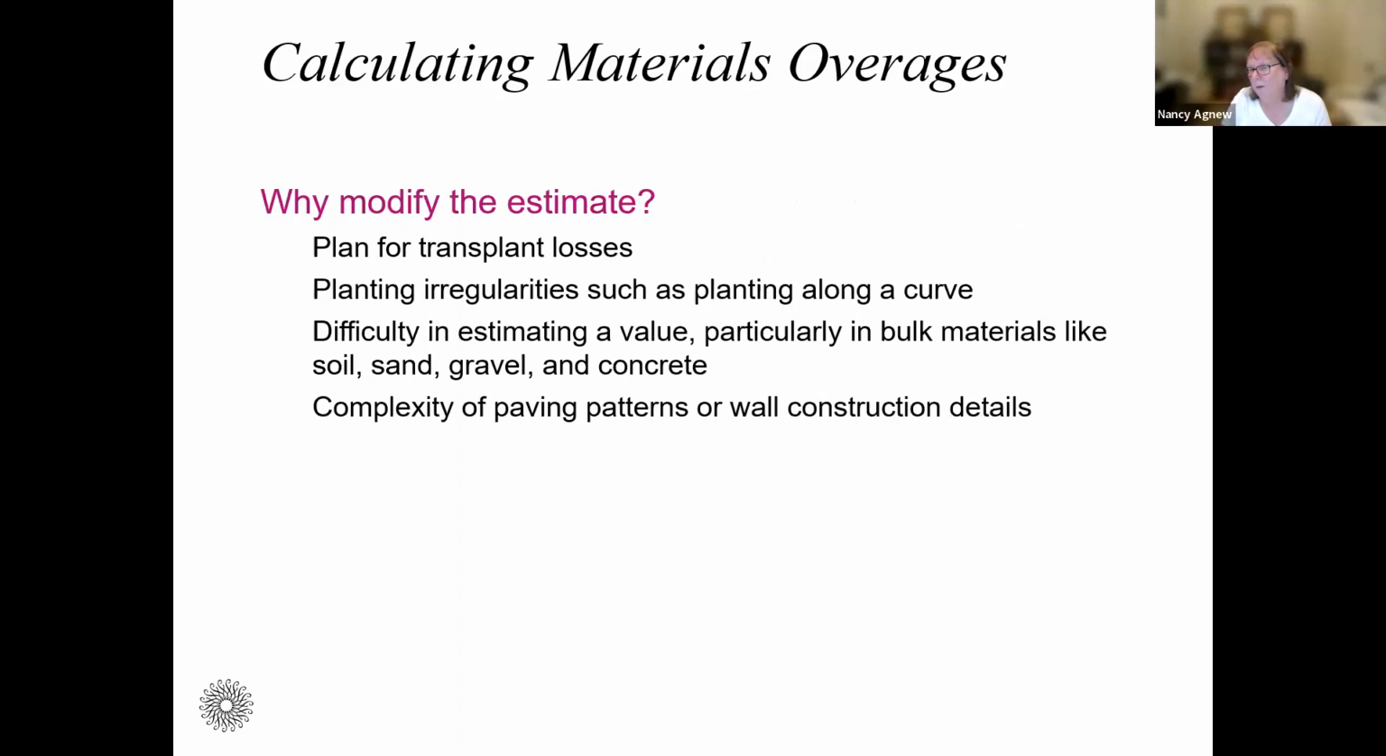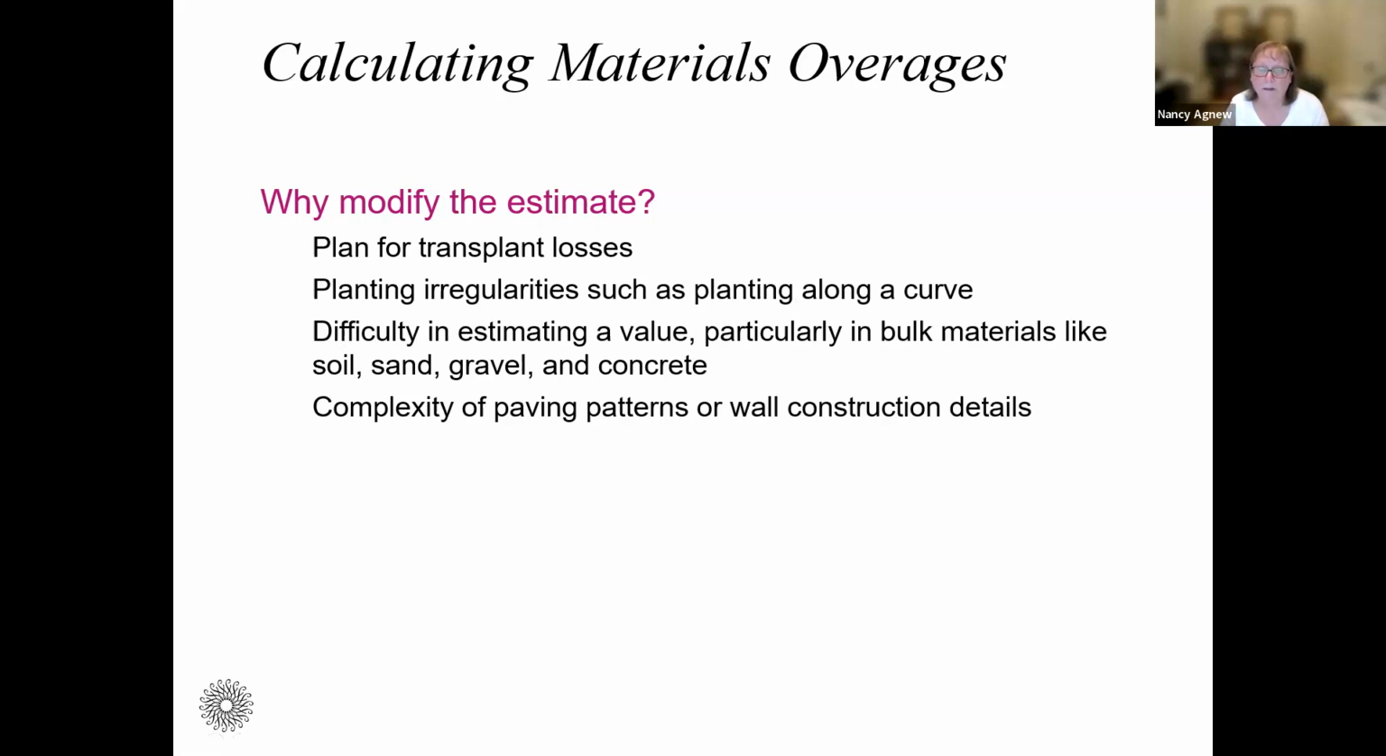So why would we need to modify the estimate, say for plants or for gravel or whatever? First of all, this is something I have a lot of experience with because I used to manage a campus garden. We have to plan for transplant losses. And we'd like to have the plants be of the same type and the same age. So we always order a little extra. Sometimes we have planting irregularities, such as planting along a curve.